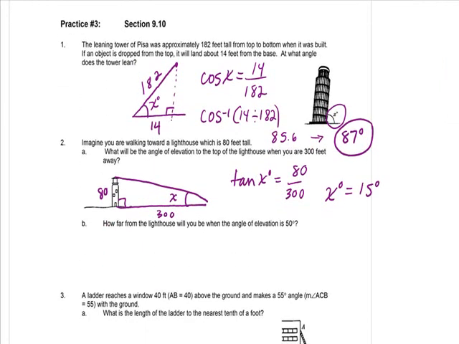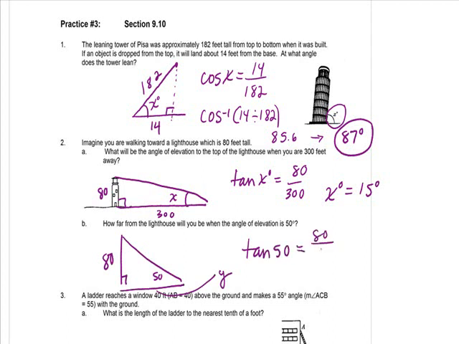Nice. Then it wants to know how far from the lighthouse you will be when the angle is 50. So the lighthouse's height doesn't change, and it says that the angle is 50 and wants to know how far away you are. We'll call that y. We're still going to use the same trig ratio, so another tangent problem. Tan 50 is opposite 80 over y.